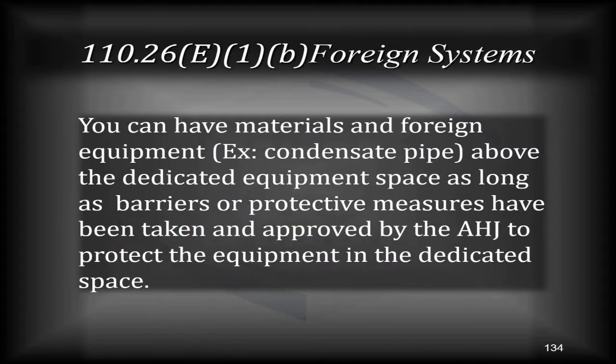110.26 E1b talks about foreign systems. Okay, and here an example would be a condensate pipe. You can have materials and foreign equipment above the dedicated equipment space as long as you take measures to make sure that if something goes wrong, like a leak in a condensate pipe, you have protected the electrical equipment below, either with a shield or some kind of barrier. But keep in mind, you have to ask the AHJ. It has to be approved by the AHJ in order to make this okay.